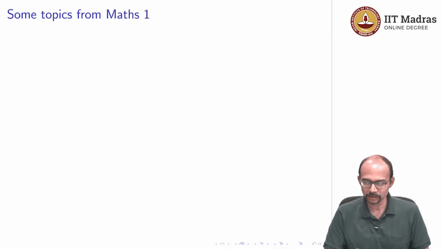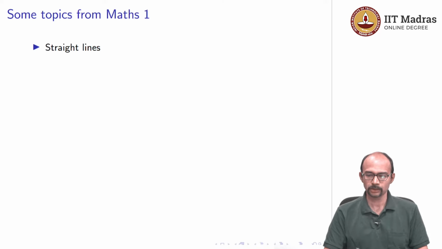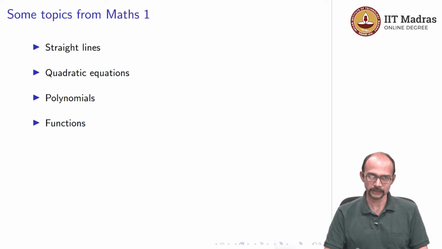Okay, so let's quickly look at some topics that you have seen in Maths 1. So you have seen what is a straight line in Maths 1. We will be reviewing it. I am just sort of quoting the topics right now. You have seen what are quadratic equations. You have seen what are polynomials in general. You have seen what is a function.